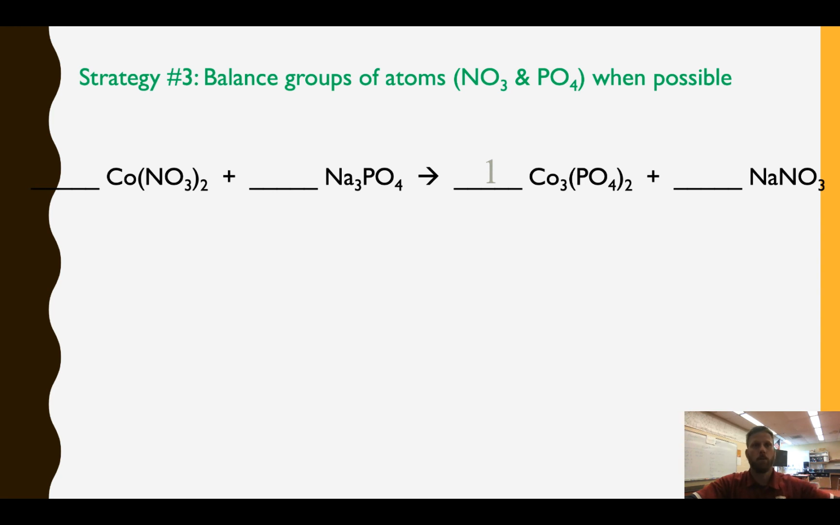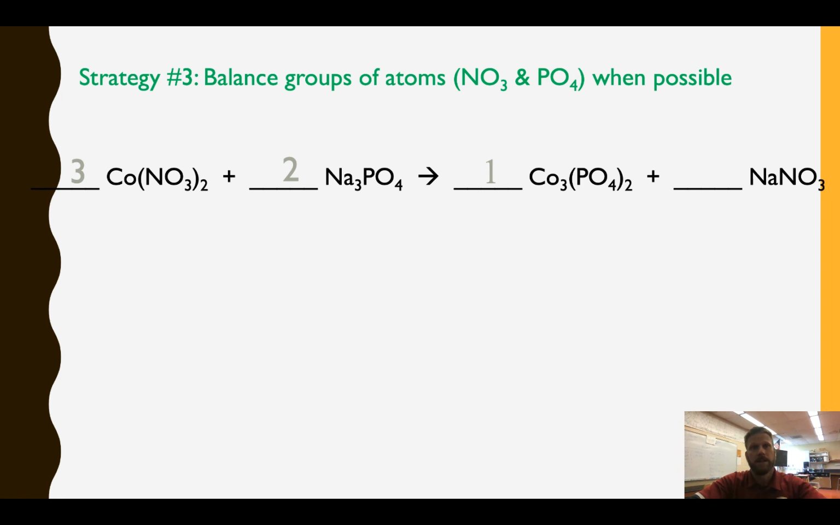So since we put a 1 in front of Co3(PO4)2, we have 3 cobalt atoms on the product side. To get 3 cobalt atoms on the reactant side, we will need a 3 right here. Now balance the PO4 group. We have 2 PO4 groups on the product side. 1 times 2 equals 2. So we need 2 PO4 groups on the reactant side. Right now there's only 1. Let's put a 2 right here for the coefficient of Na3PO4.